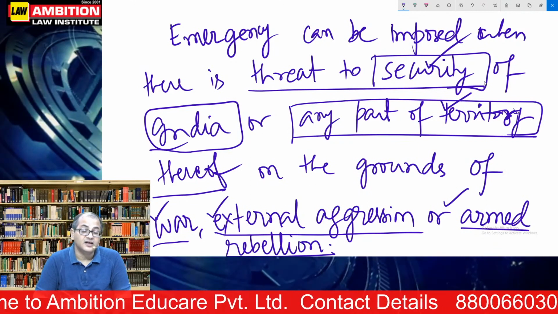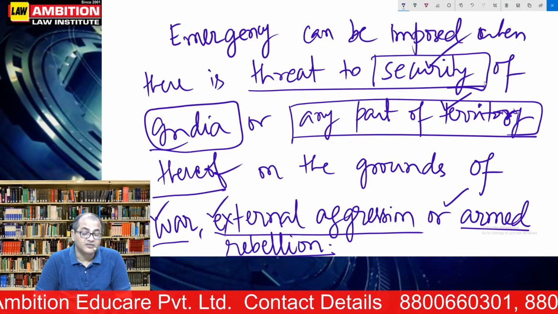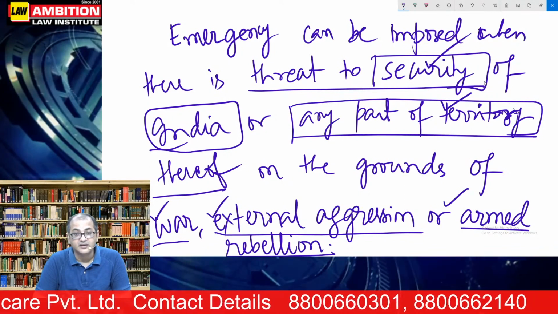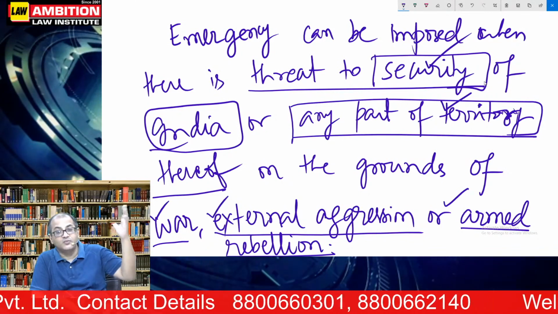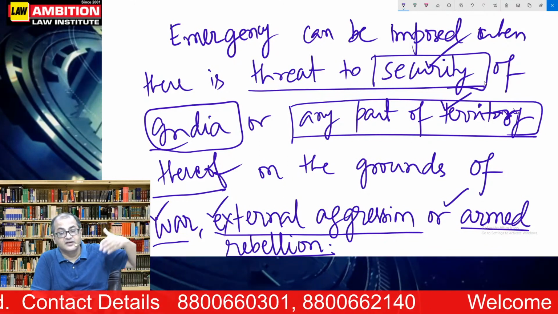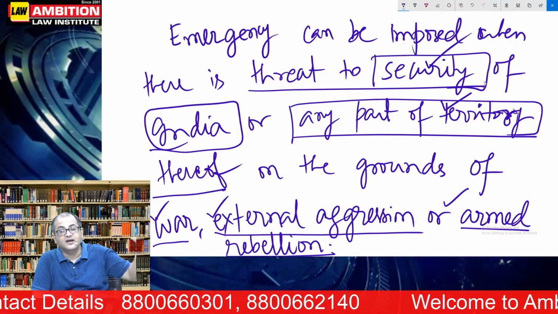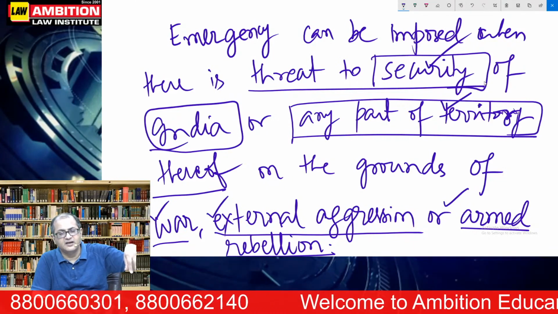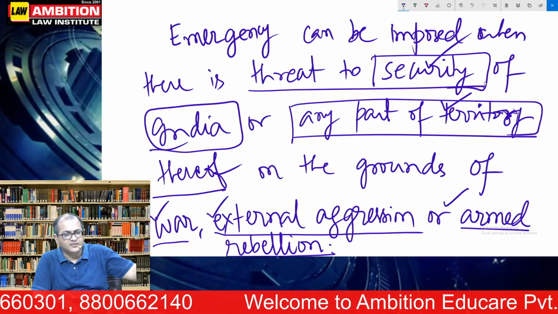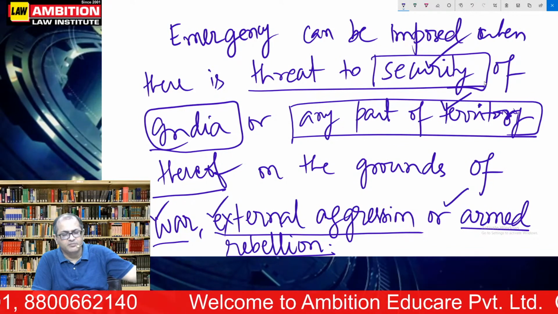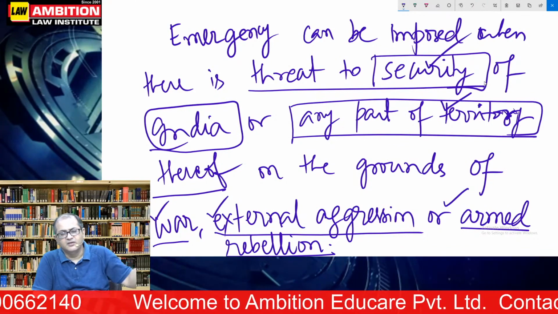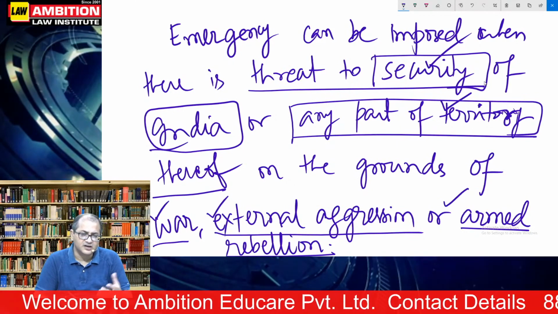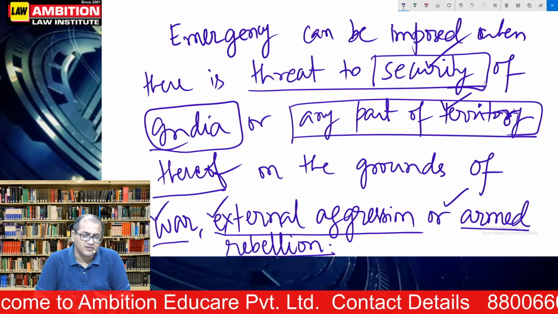And how there can be a threat to the security of India? On the grounds of war, external aggression or armed rebellion. If there is war with other country, if there is external aggression like China and Pakistan, other countries now have transgression in Indian territory, or they have shown their aggressive attitude and approach towards your boundary and towards your people. So now external aggression, this is how your security is threatened.